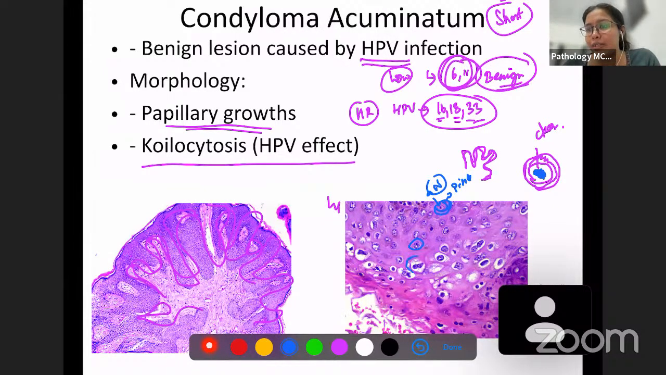But see this cell here. This nucleus is dark when compared to the nucleus here. So dark nucleus, and surrounding the nucleus you can see a clear area, white colored area. This is a polycyte. In any HPV infection, you will see this polycyte. So it's a result of HPV infection. So the nice contrast you can see here, normal cell versus a polycyte.